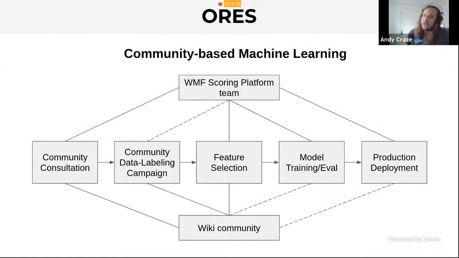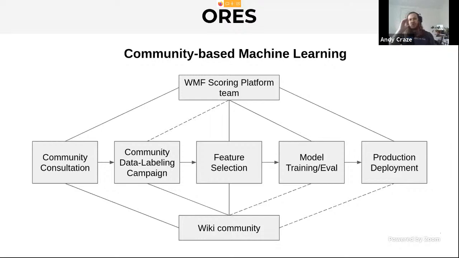Now with ORES, I already talked quite a bit about ORES, and I think there's a lot to say about ORES. It started like 6-7 years ago, and it's a big project. And I think what's really unique about ORES is that it is a community-based machine learning project. And as far as I know, there's nothing quite like it out there in the world.